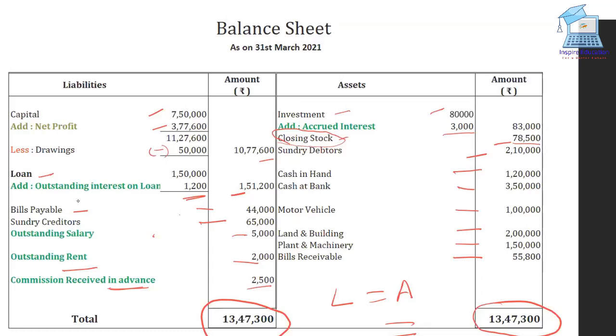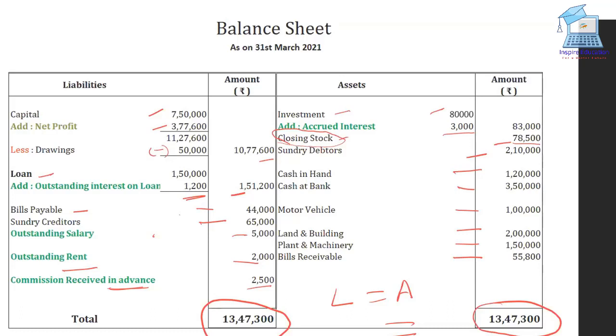Less drawing, 50,000. Drawings, no? Drawings is what? Drawings is debit. You are saying, no? Yes, sir. Okay, right. I got it, sir. Yes. Drawings is debit.